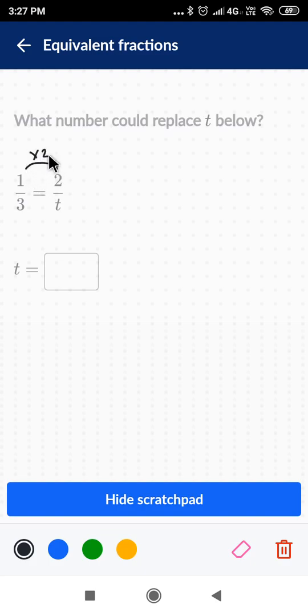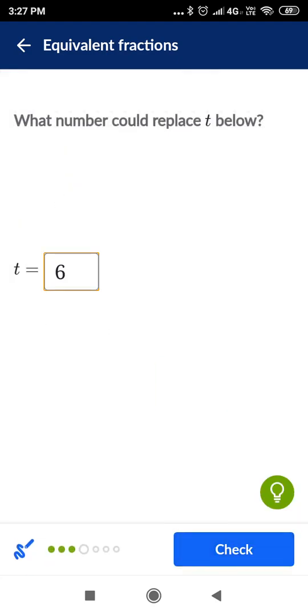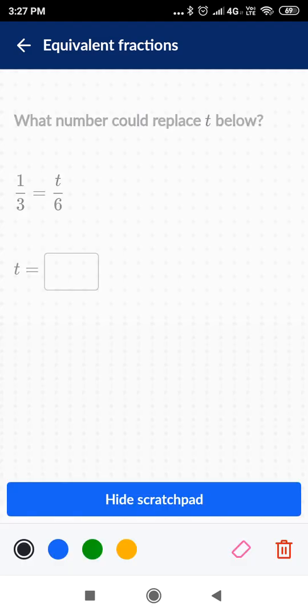1 into 2 is 2. 3 into 2 is t. That is 6. 3 into 2 is 6. 1 into 2 is t. And how much is 1 into 2? 2.